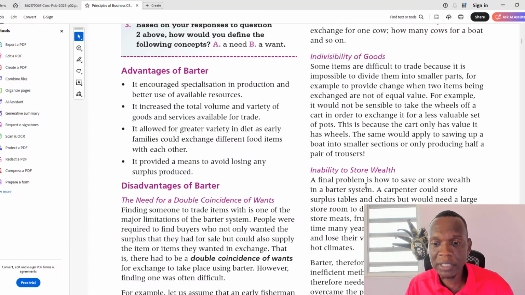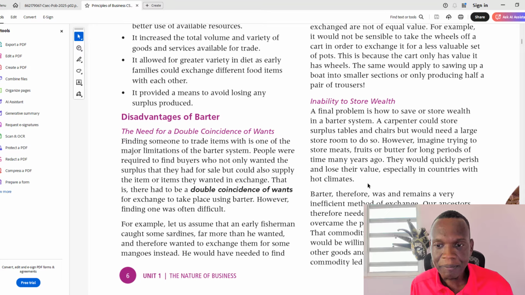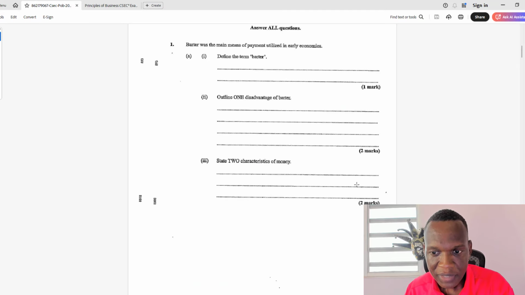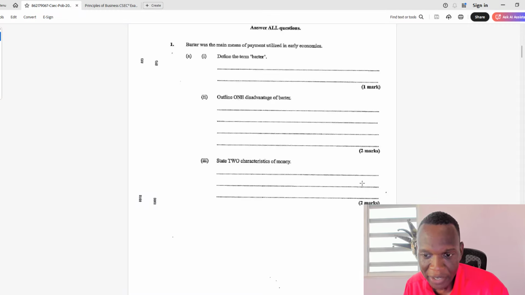And then we have inability to store wealth, which means that, especially back in the day, these goods were perishable. And so you couldn't store them for long periods of time to build your wealth like we can with money today. You had to store your fruits, your vegetables, your meats, etc., because they're going to spoil, and so they would lose value over time. It was very difficult to store these particular goods. Alright, so anyone, outline it and you get your 2 marks.